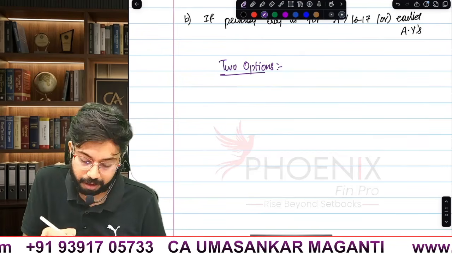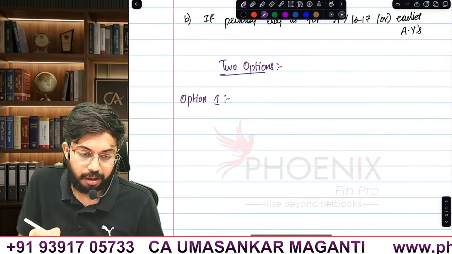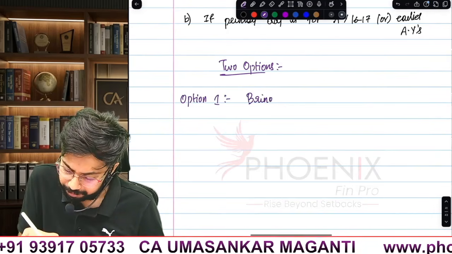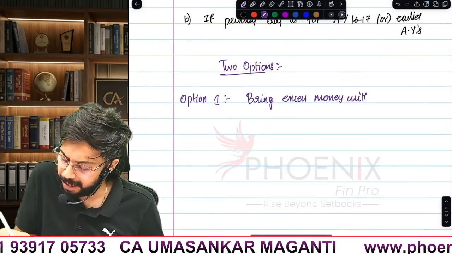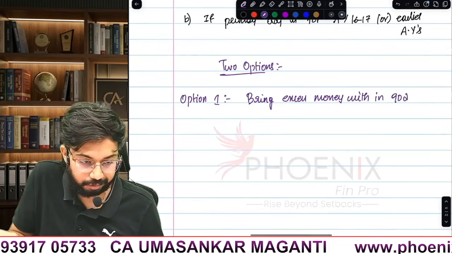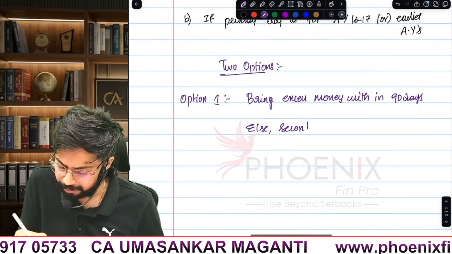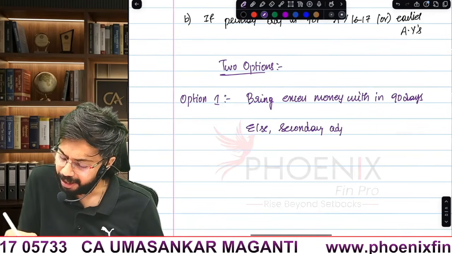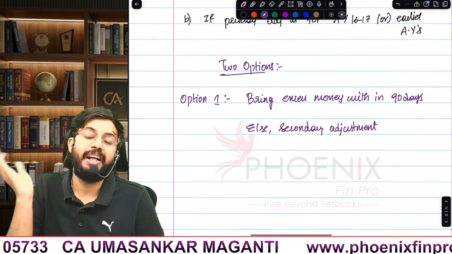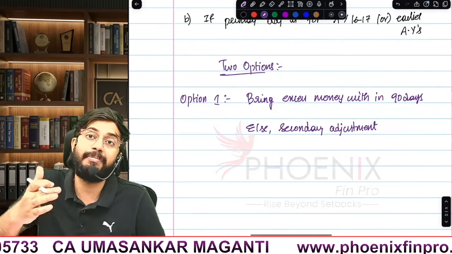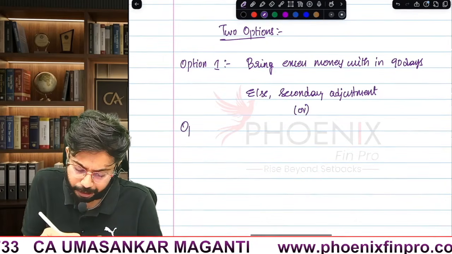Two options. Option 1, bring excess money to India. Bring excess money within 90 days. Else, secondary adjustment will be done. You know secondary adjustment, right? Excess money will be deemed as a loan given to the associated enterprise and interest income will be calculated. It will be added to the total income of the assessee till the time that excess money is brought to India. This is option 1. What is option 2?